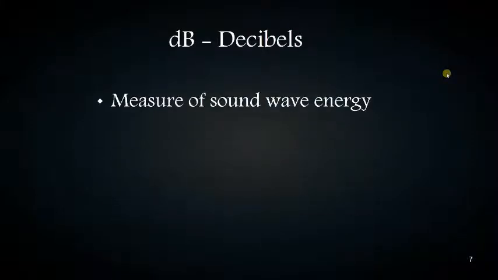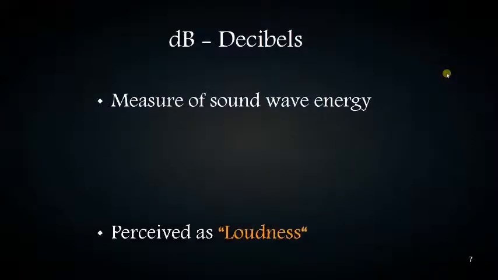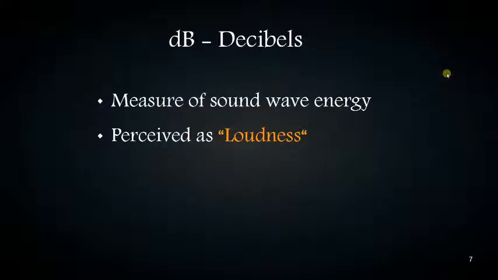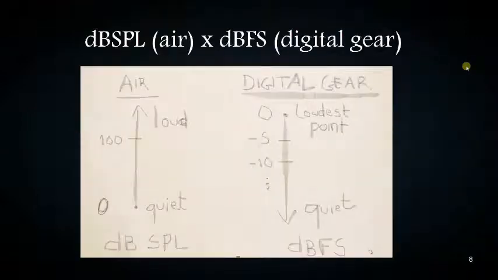Now, amplitude is measured in decibels, which is a way to measure sound wave energy, and more energy equals more decibels and is perceived as louder sound. There are two different decibel systems we need to acknowledge. The first is dBSPL, which is used in the air and stands for sound pressure level, in which the 0 represents the quietest point, and then you progress upwards until we get louder and louder until the threshold of hearing.